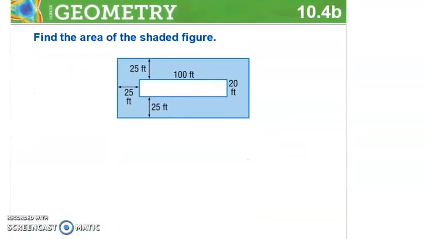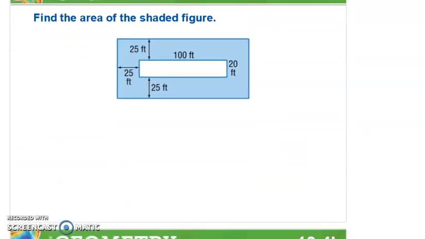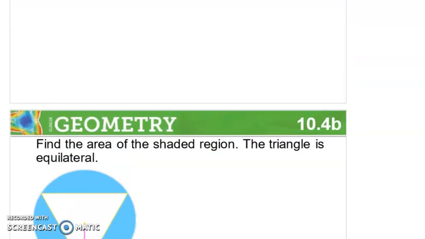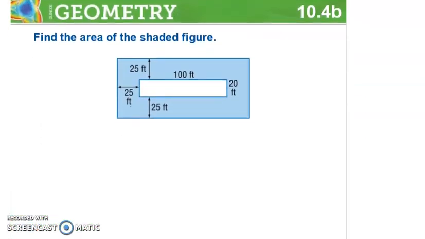Then we get to these last two ones. Notice that each of these has kind of a hole in it. So on the first one, you've got the big rectangle and a little rectangle. So if I want to find the area of the shaded figure, I'm going to take the area of the big rectangle minus the area of the little rectangle.